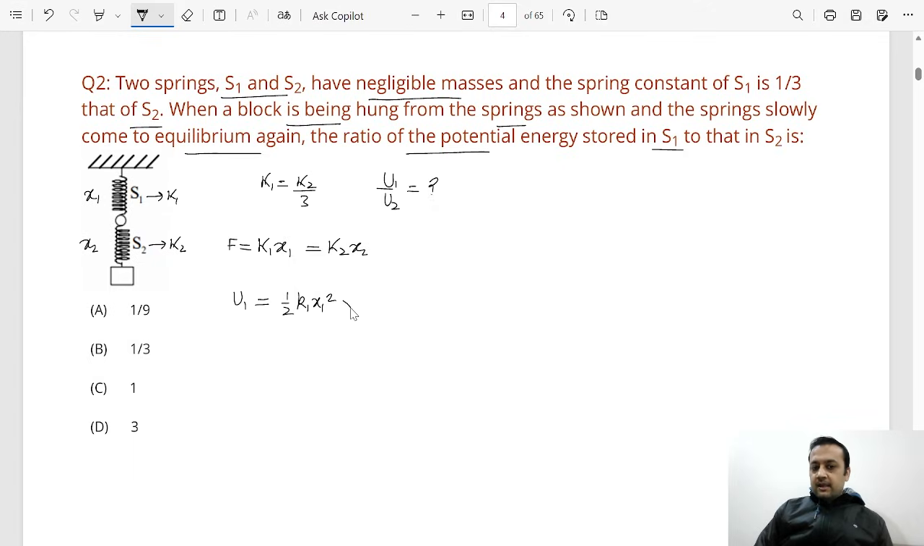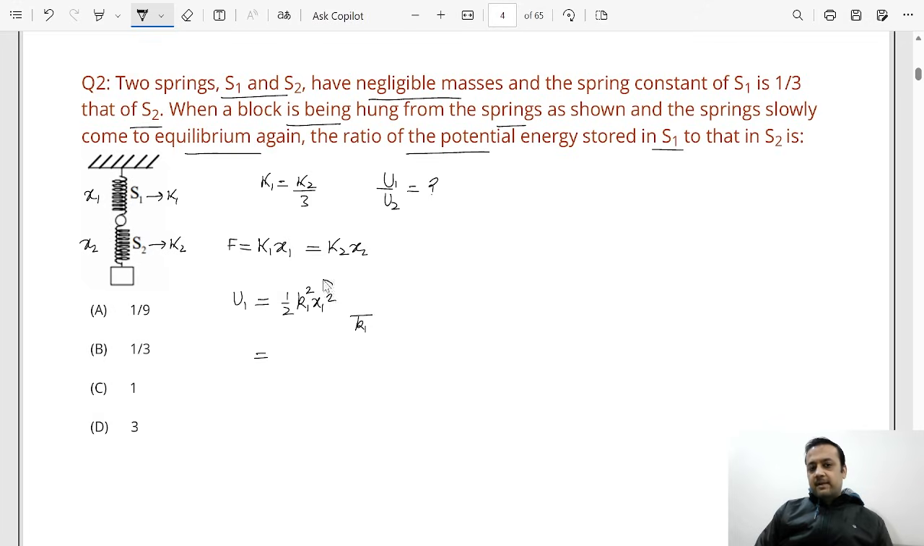Correct. If I multiply this by k1 and divide this by k1, now look, this k1 and k1 will become k1 square. So you can write this k1 square and you can ignore this. So this will become force. That means the potential energy can be written as F square by 2k.